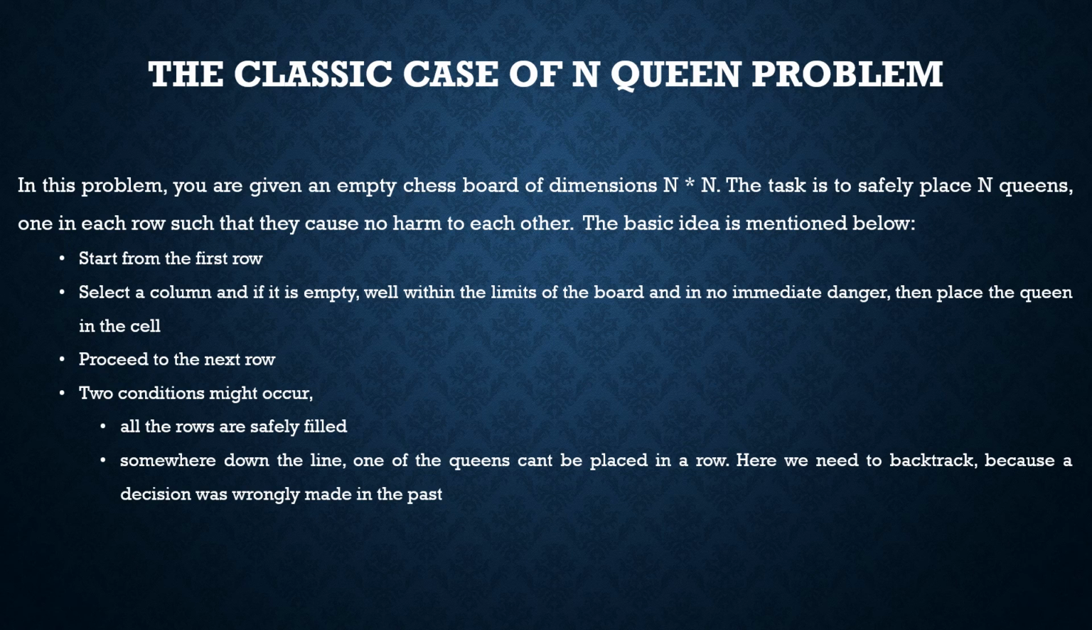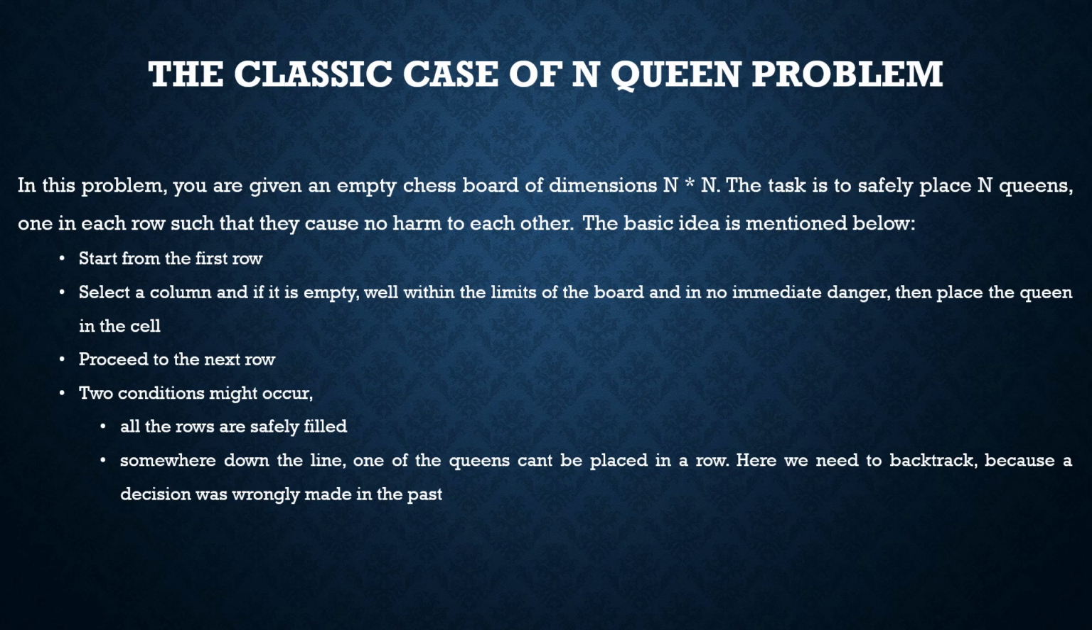The classic case of the N-Queens problem. In this problem, you are given an empty chessboard of dimension n by n. The task is to safely place n queens, one in each row, such that they cause no harm to each other. The basic idea is mentioned below.